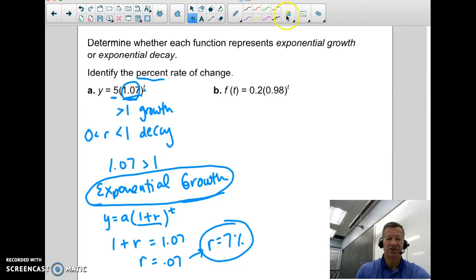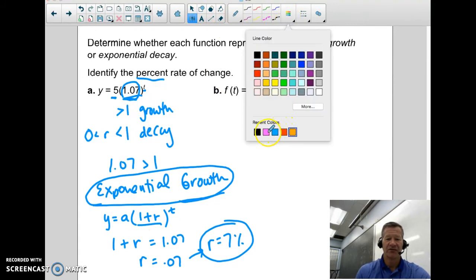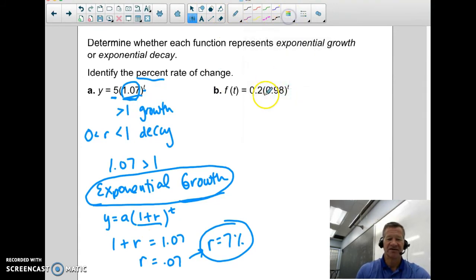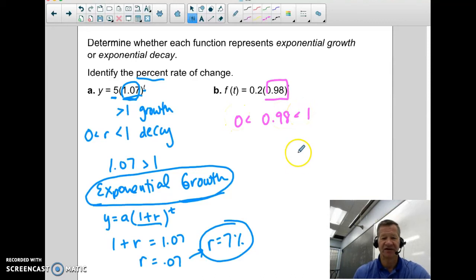This other equation, now if you look at the number inside the parentheses, we've got 0.98. Okay, well, 0.98 is less than 1. In fact, it's between 0 and 1 to be more specific. Therefore, we have exponential decay.